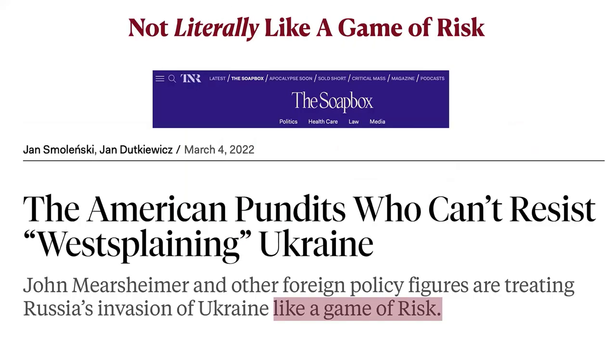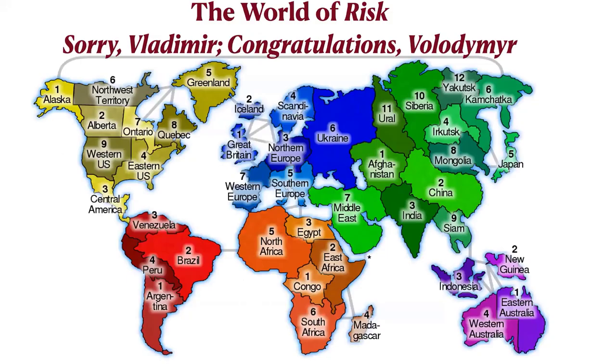As Jan Smolenski and Jan Dutkiewicz aptly frame it, Mearsheimer and other foreign policy figures were treating Russia's invasion of Ukraine like a game of Risk. No, not literally, because in that case, Ukraine already won before the game started.